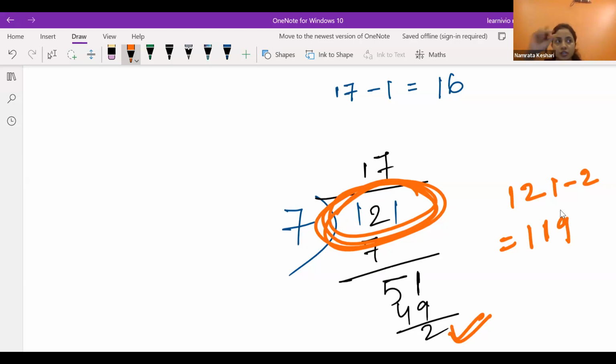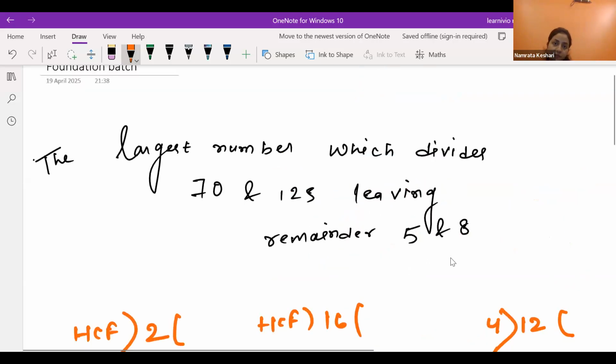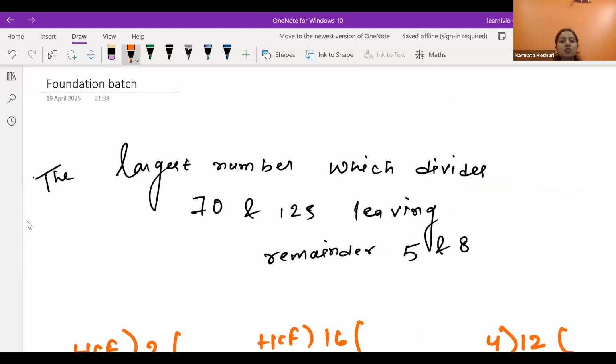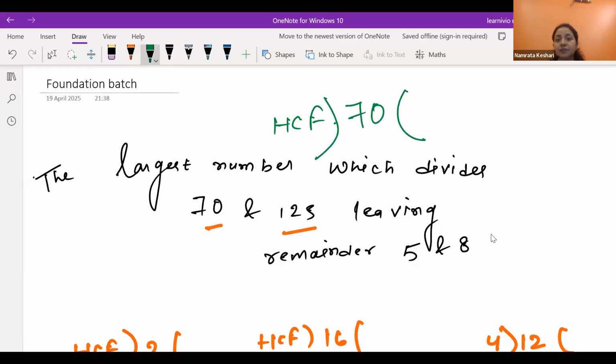So when we just exclude the remainder from a given number, we get a resultant number which is completely divisible by our divisor, right? Now let's get back to our question. Our question was the largest number which divides 70 and 125. If you just find the HCF, you will end up getting such a number which can divide 70 completely, and that HCF can divide 125 completely. Yes or no?